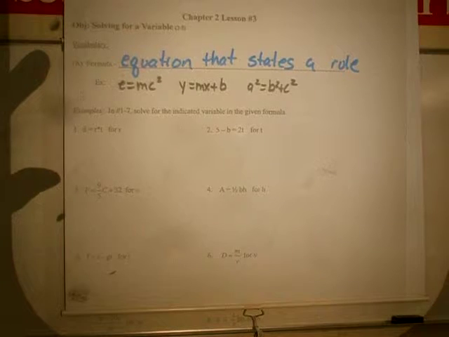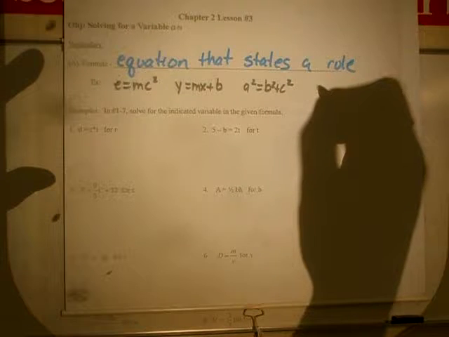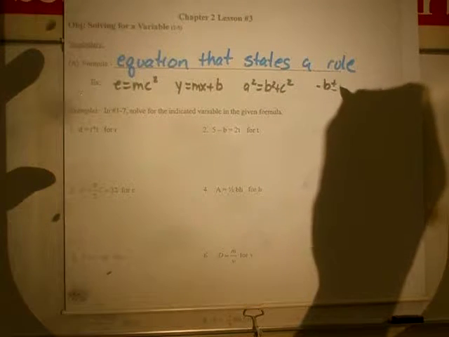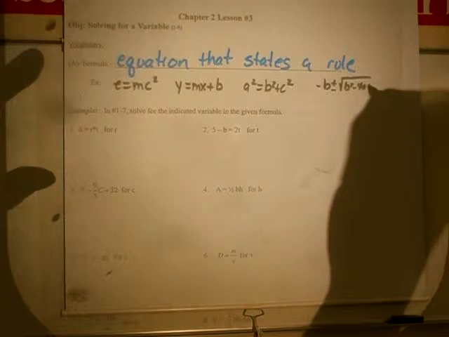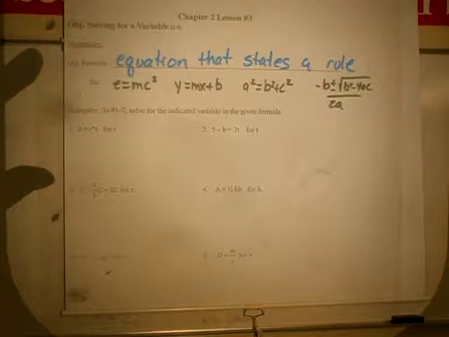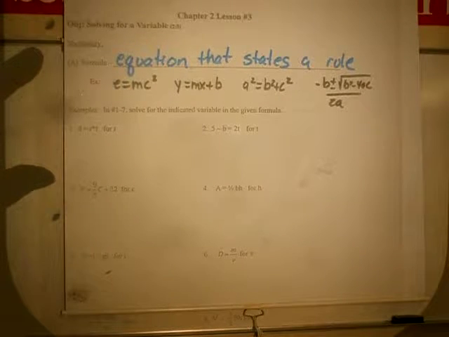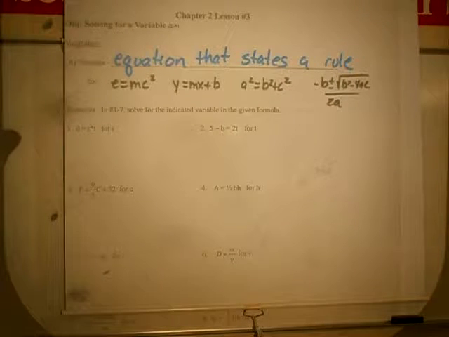And a couple people from other hours remembered the quadratic formula. Negative B plus or minus the square root of B squared minus 4AC, all over 2A. Yeah, that was the Pop Goes the Weasel song. We even had somebody sing it the other hour. So, formulas.